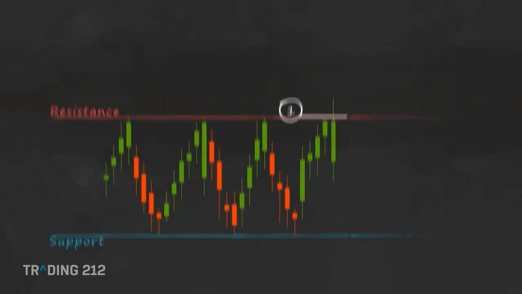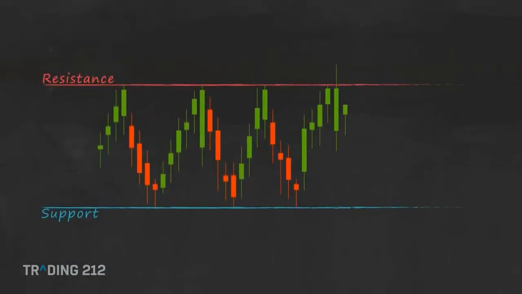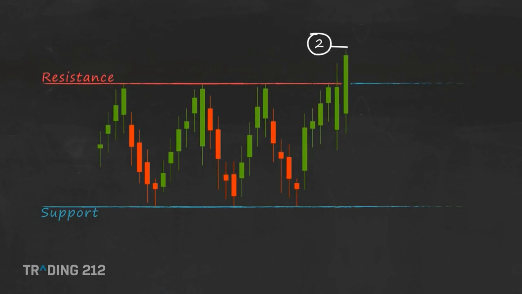The second entry type is a pending order at a price level placed above the current range. This is a preset price level that can be based on the current range or determined by an indicator. We recommend that the price level of the pending order is at a previously unachieved high. It does not require you to watch the market, as the order will be executed automatically upon reaching the price.